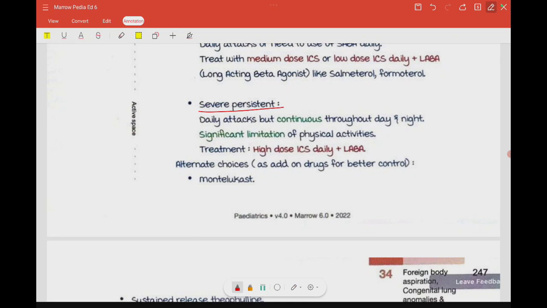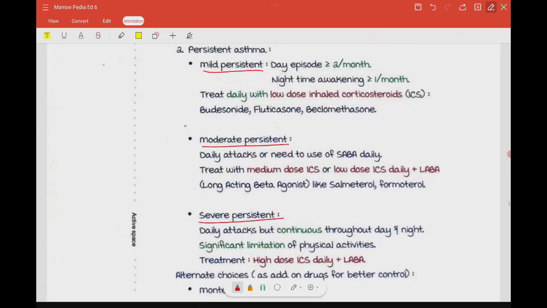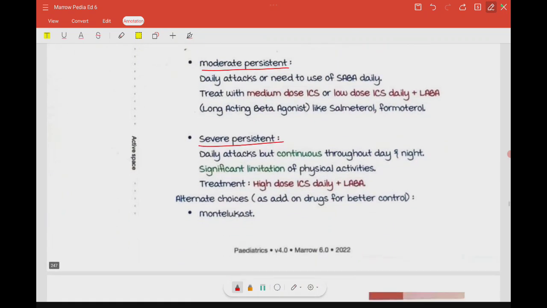So there is significant limitation of the physical activities, and it is treated by high dose inhalational corticosteroids plus long acting beta agonist. Okay, so initially we were using low dose, then medium dose, and then high dose. And in the last two, in the moderate persistent asthma, if we are using low dose ICS, then we add LABA. But in severe persistent, when the physical activity is being limited, we use high dose ICS plus LABA.